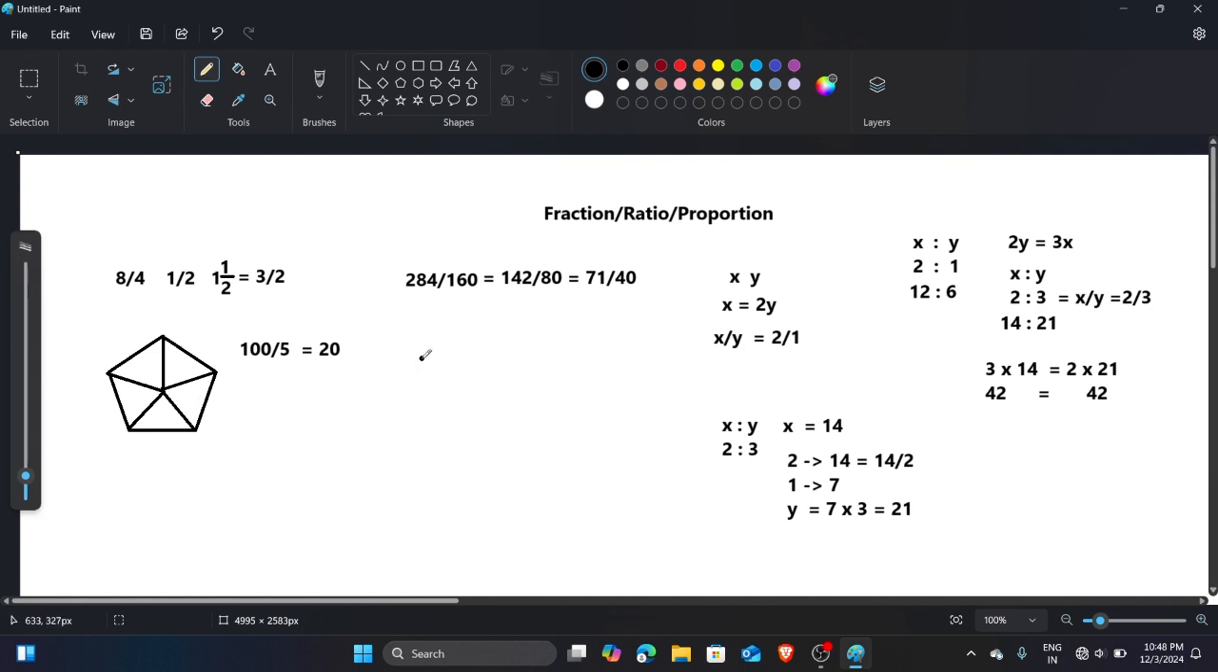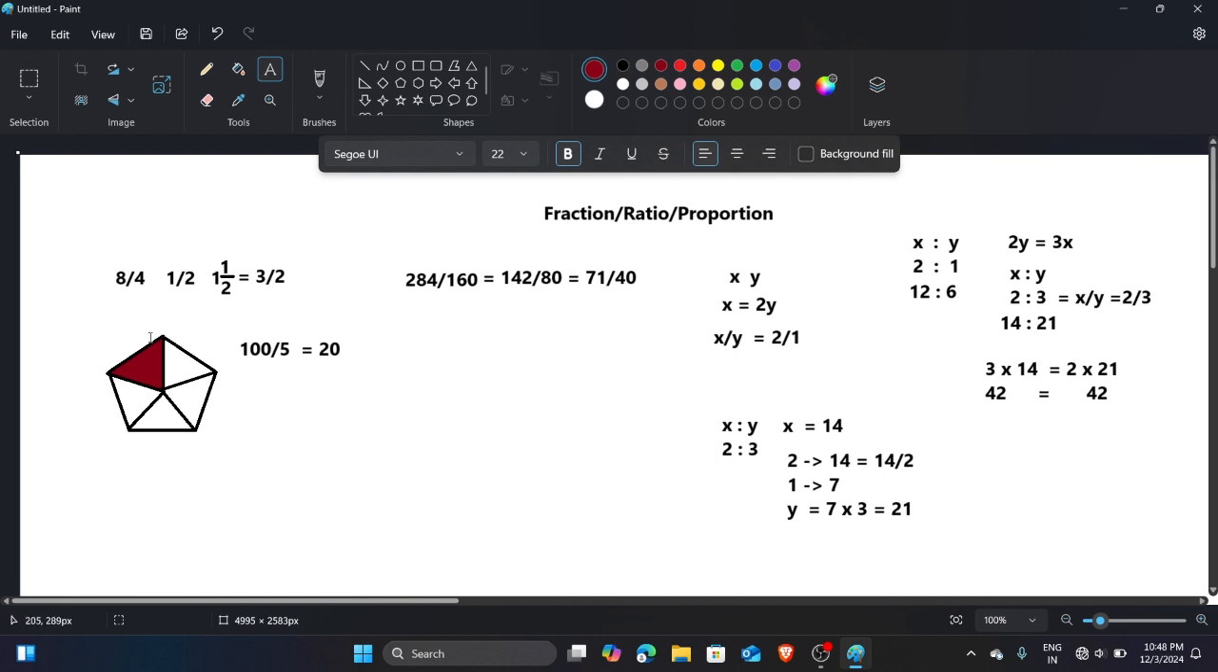Now, if somebody asks you how much this portion is of the whole, I just want to do some colors. Then you can say that this portion is 1 by 5 of the whole. It means this is the 1, this is the 1, and it is 1 from the total. So total is what? 1, 2, 3, 4, 5, 5 portions.